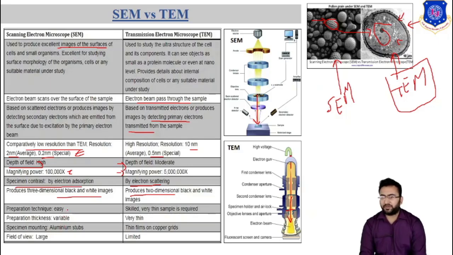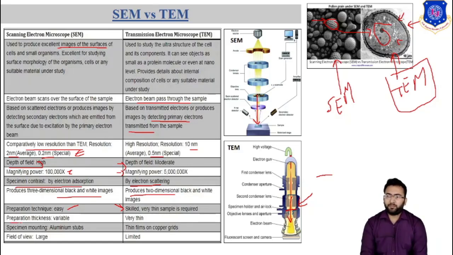In SEM, the preparation technique is easy compared to TEM. In TEM we need skill, and a very thin sample is required. As we discussed, in TEM the electrons pass through the membrane or sample, so we require a very thin layer of the sample so that electrons can pass through it. So we require a special type of coating on the sample and generation of a very thin layer of that sample.